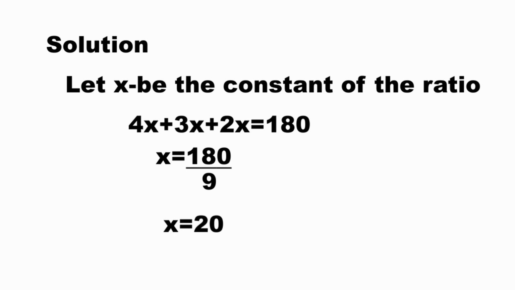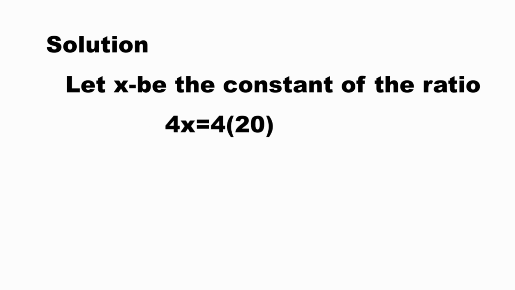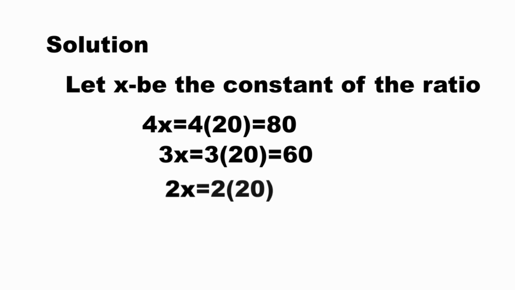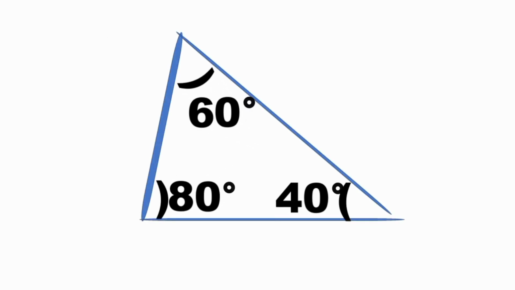Solving for the first angle, we have 4x is equal to 4 times 20, which is equal to 80. Solving for the second angle, we have 3x is equal to 3 times 20, which is equal to 60. Solving for the last angle, we have 2x is equal to 2 times 20, which is equal to 40. So here is a triangle with angles 80 degrees, 60 degrees and 40 degrees. If you divide these angles by 20, you will get a 4:3:2 ratio.